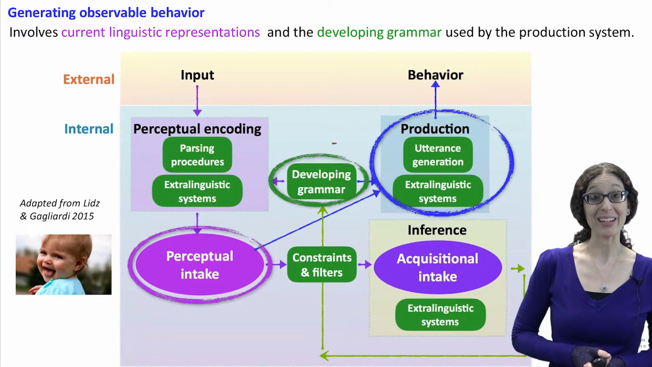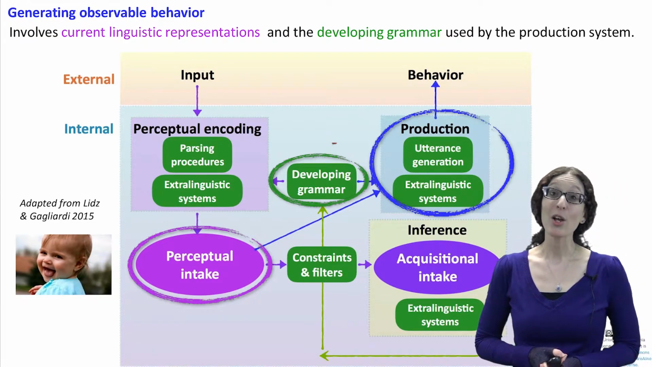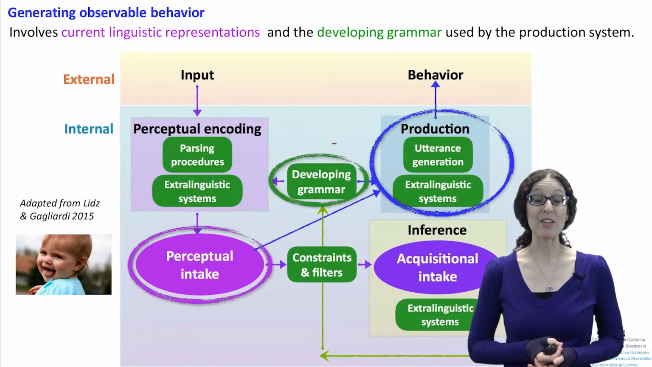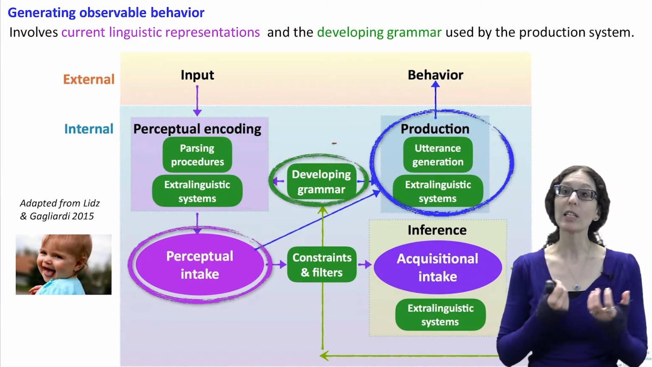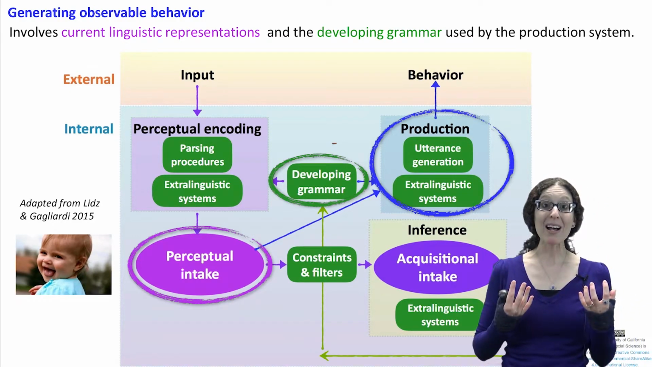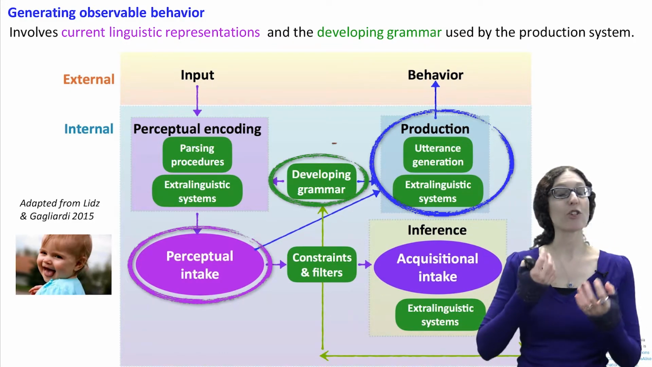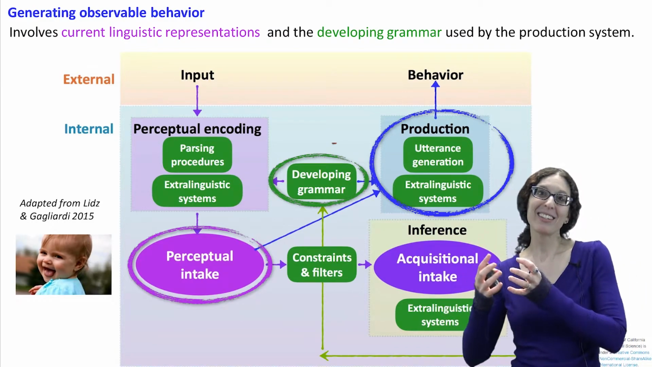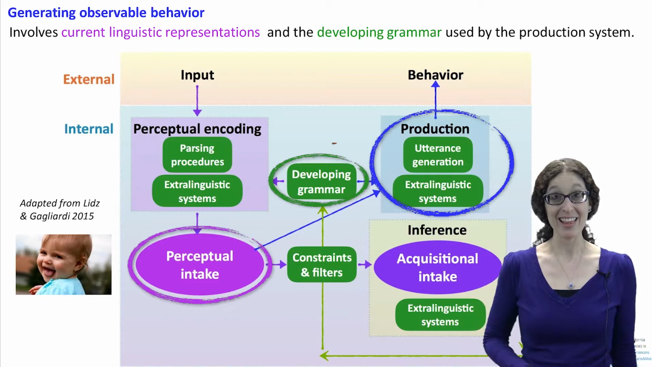So that was the input side. What about the output side? So one of the other things you need to be able to do is generate observable behavior. So this involves using those current linguistic representations you've taken in from the perceptual intake, as well as your developing grammar, again, your knowledge about how language works, and you gotta feed that into the system that generates that output.